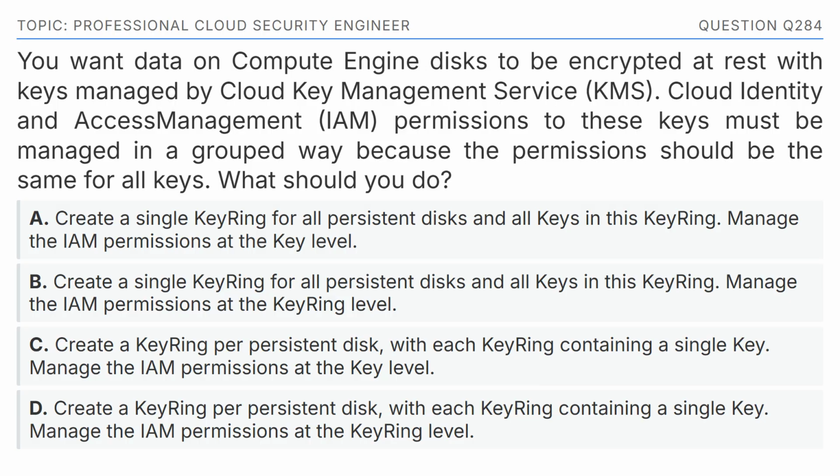The options are: Option A, create a single keyring for all persistent disks and all keys in this keyring. Manage the IAM permissions at the key level. Option B, create a single keyring for all persistent disks and all keys in this keyring. Manage the IAM permissions at the keyring level. Option C, create a keyring per persistent disk, with each keyring containing a single key. Manage the IAM permissions at the key level. Option D, create a keyring per persistent disk, with each keyring containing a single key. Manage the IAM permissions at the keyring level.